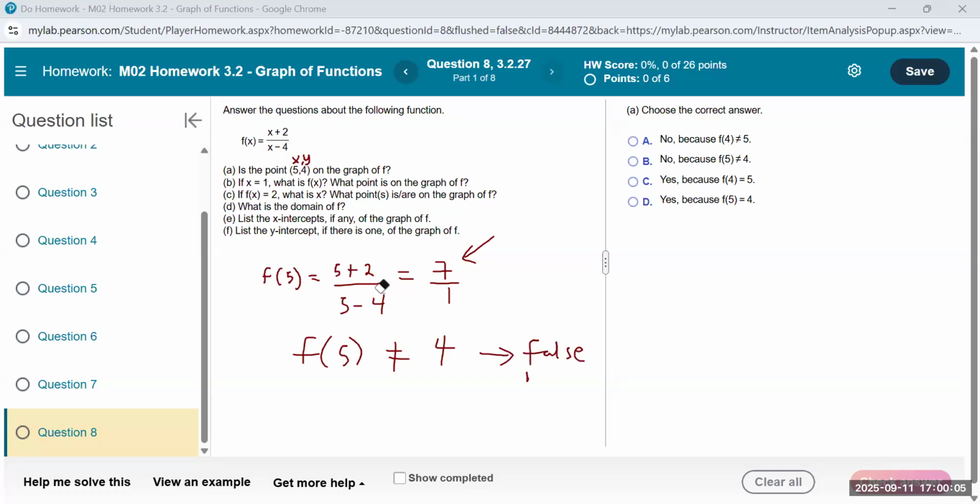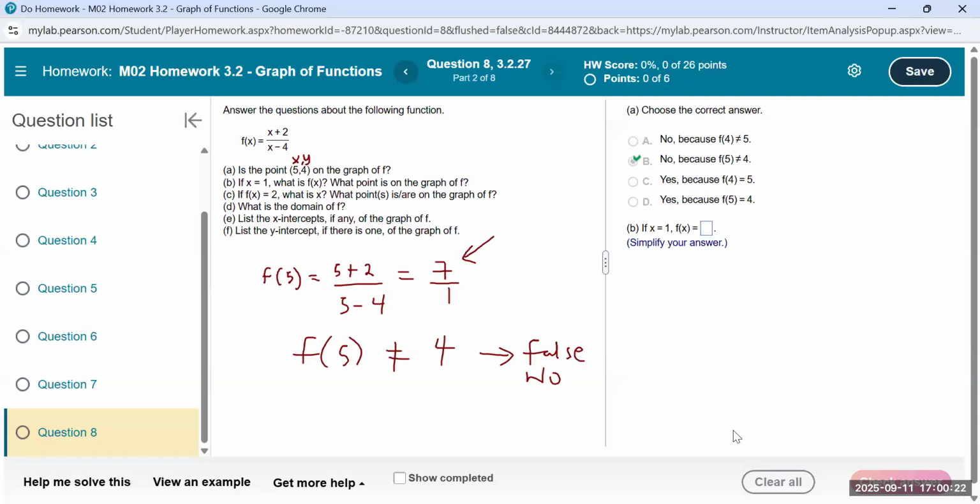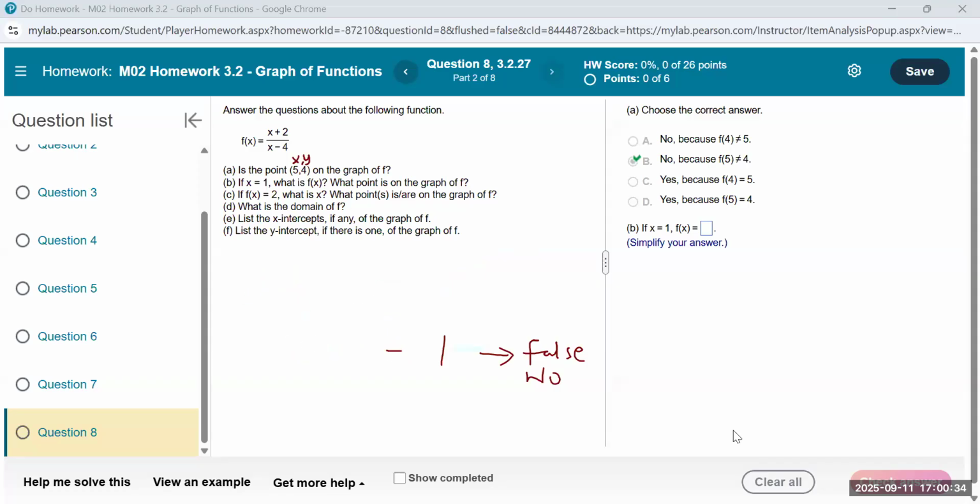So the answer here is no, because f of 5 is not equal to 4. All right. And the next one, which is B, I'm going to erase this space so that I can have more space to write.